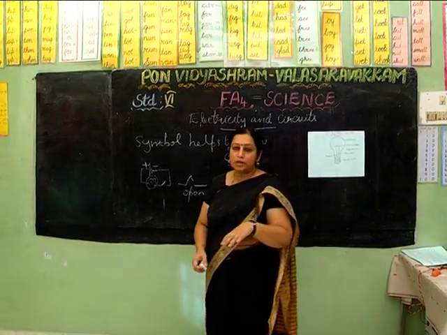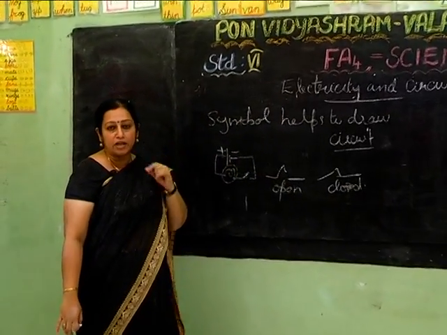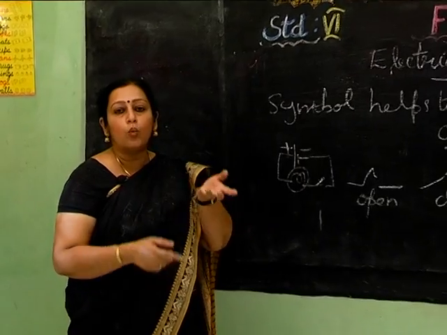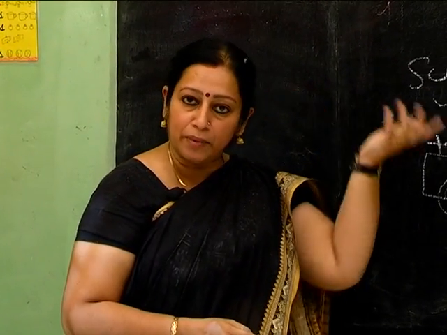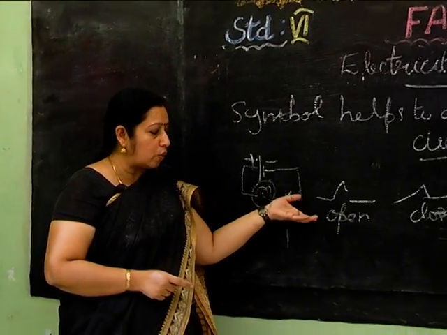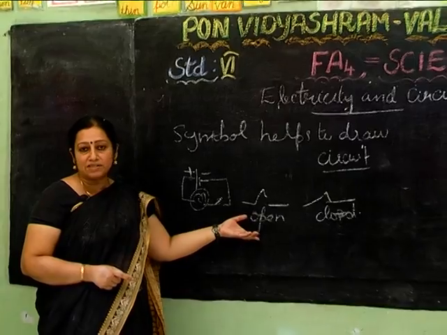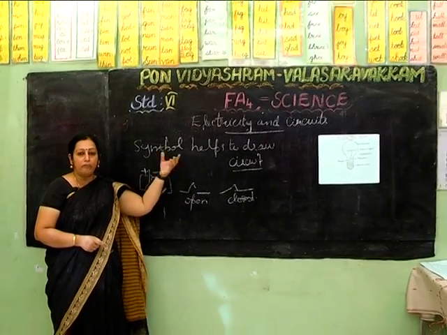So in this chapter we learned what electricity is, how we are able to draw a circuit, what is necessary for a circuit, how electricity reaches us from the power station, how we can symbolically represent open and closed circuits, and how a bulb works.